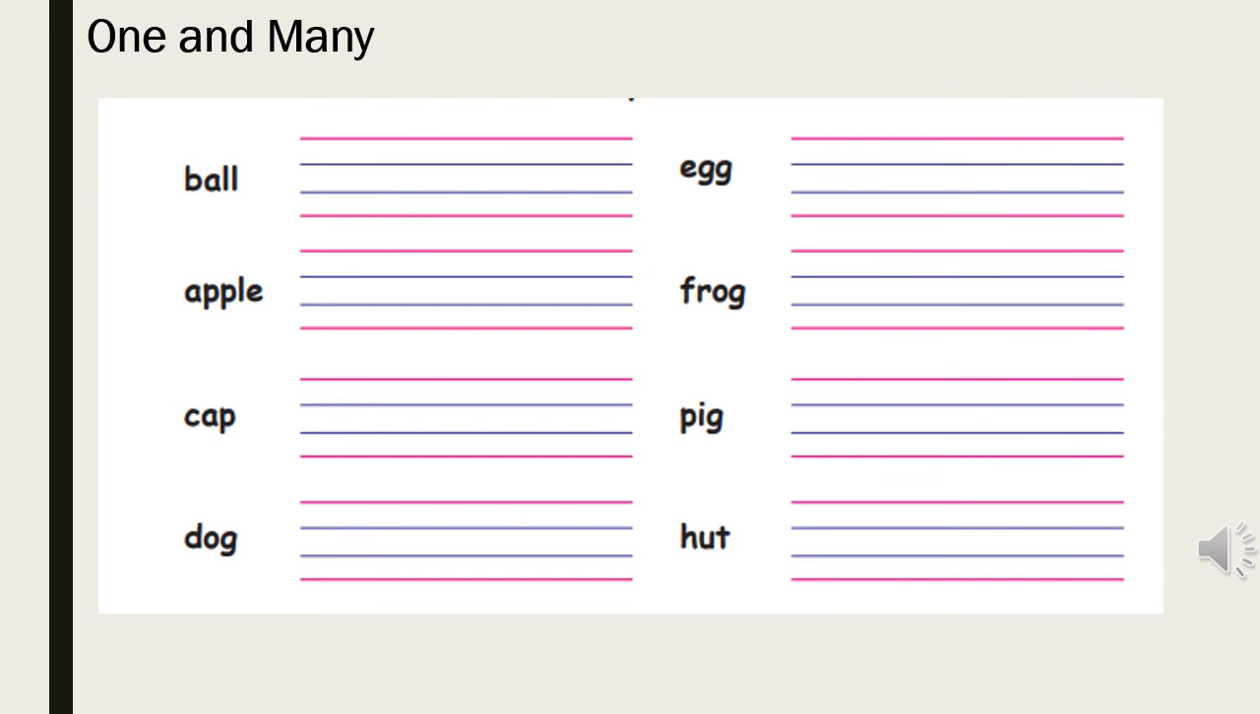Okay, here there is one ball. When you add s to the ball, it becomes balls. So one ball, many balls. One apple, many apples. One cap, many caps. One dog, many dogs. One egg, many eggs. One frog, many frogs. One pig, many pigs. One hut, many huts. So it is basically to the noun you add s and you are going to get your plural.